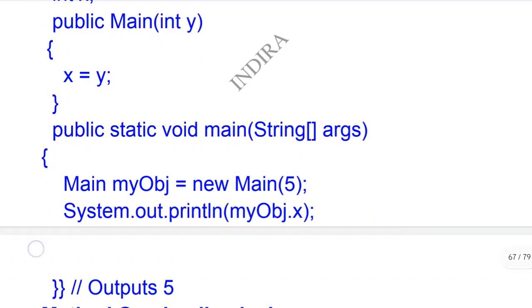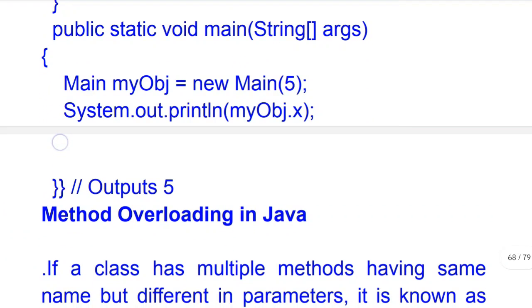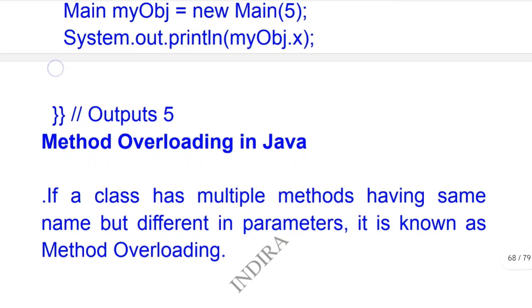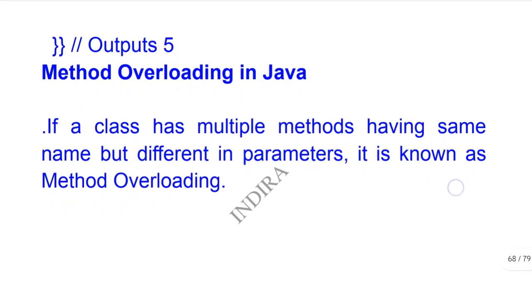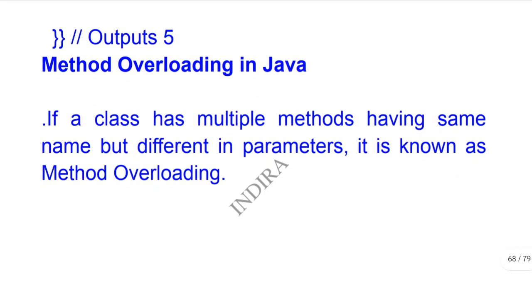Next one is a very important topic in Java, method overloading, and a very important question in the BSc fourth semester syllabus. So let's start method overloading. If a class has multiple methods having the same name but different parameters, it is known as method overloading.